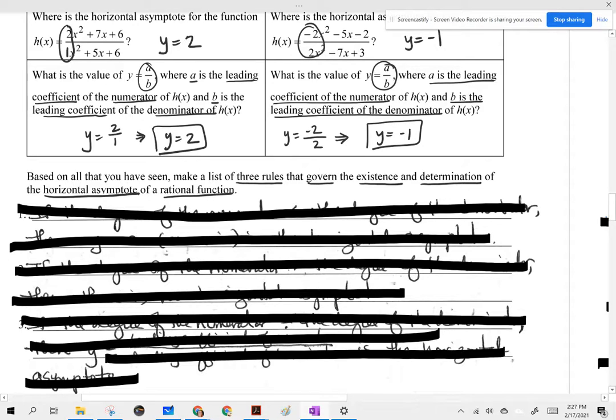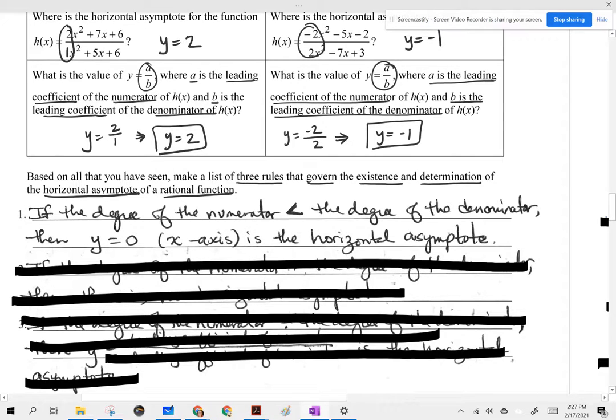Okay, so the first idea is if the degree of the numerator is less than the degree of the denominator, then the horizontal asymptote, the equation of that is going to be y equals 0. Okay, it's going to be along the x-axis. As long as the degree of the numerator is less than the degree of the denominator, you're going to have y equals 0.